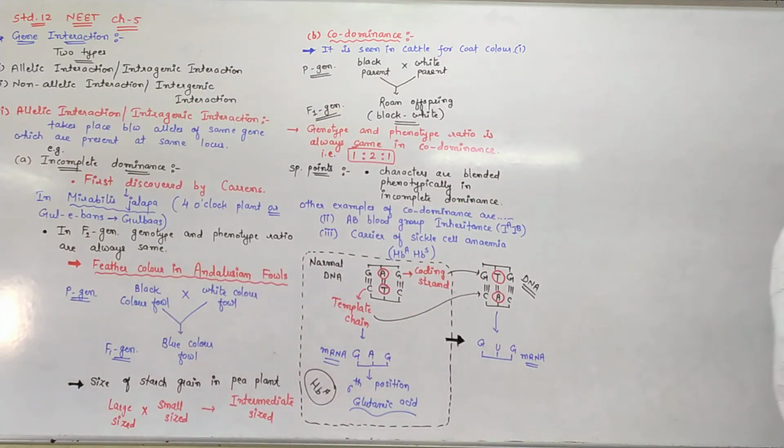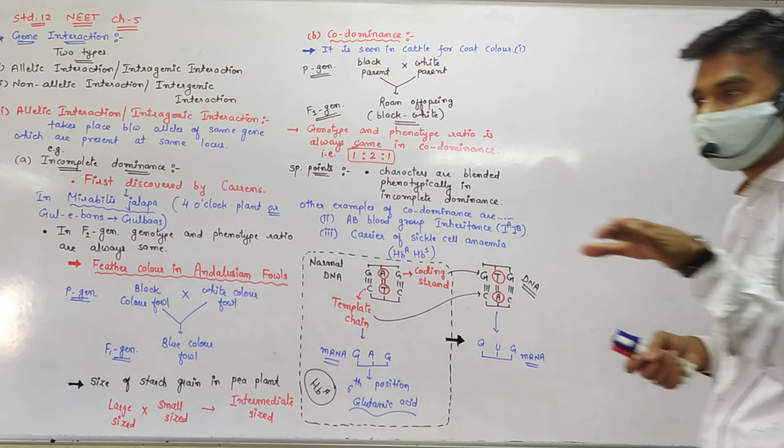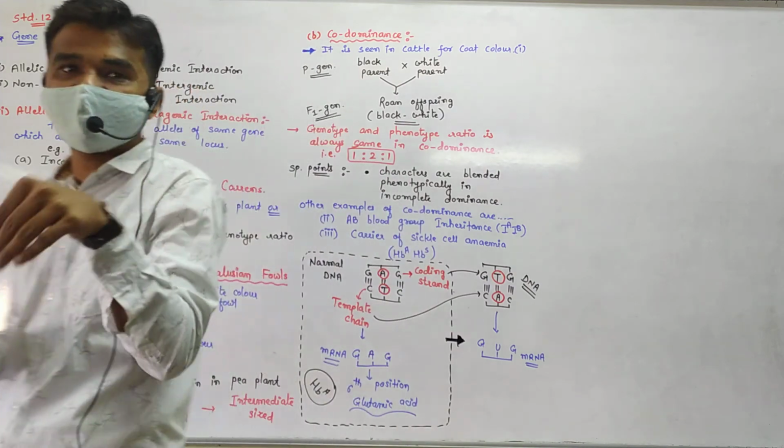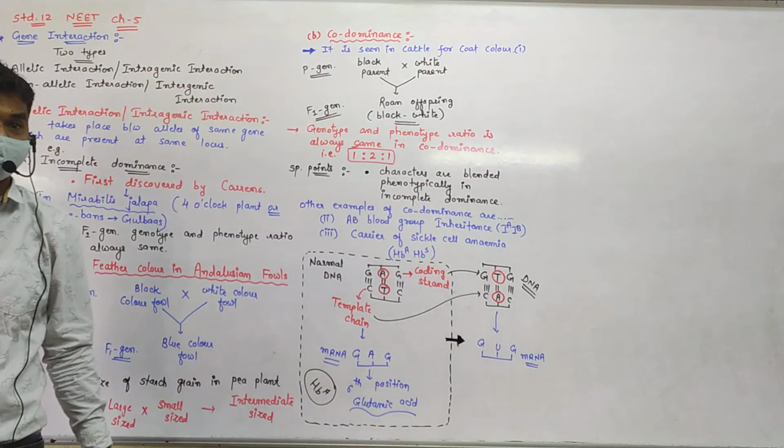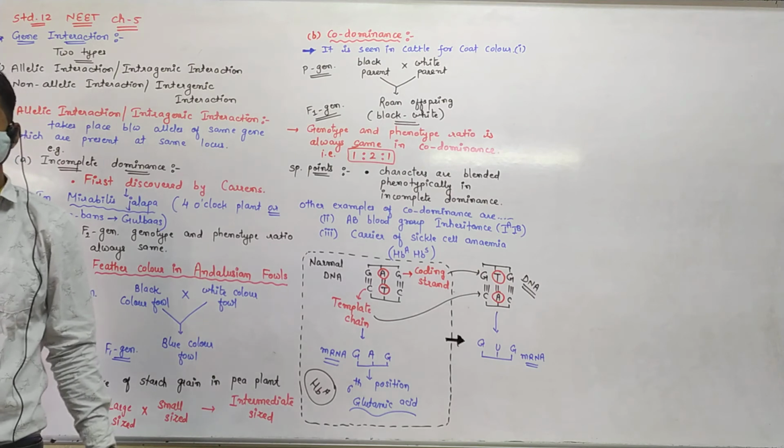If the question is asked like that in sickle cell anemia, on the coding chain, please think about it, understand it properly. On the coding strand, purine is replaced by pyrimidine. But on the template chain, pyrimidine is replaced by purine. As a result, on the mRNA, purine is replaced by pyrimidine.